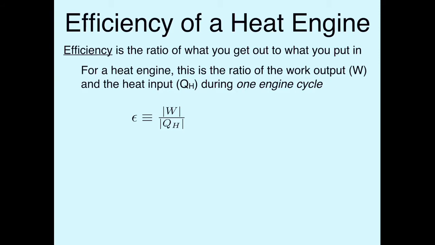For a heat engine, what we're trying to get out, what we're trying to make the engine do, is work. And what you have to put in is heat. In particular, we're talking about QH, because QL is just waste heat. So you put in QH during one engine cycle. By definition, the efficiency of a heat engine is work divided by QH. That's how we define efficiency for a heat engine.